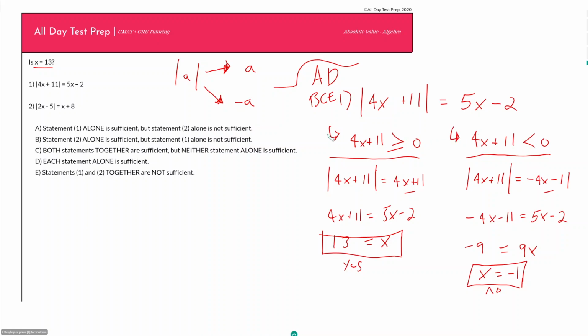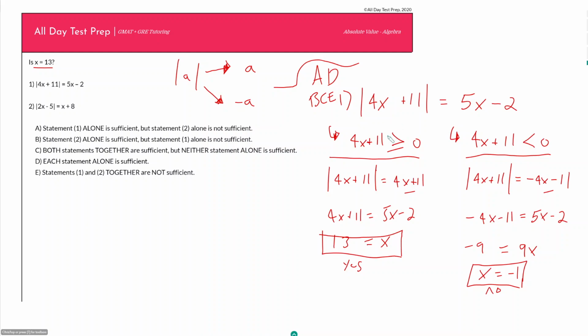Because what we did is we made these designations. We said this here is the scenario where 4x plus 11 is greater than or equal to 0, because that is when absolute value of 4x plus 11 is equal to 4x plus 11. And here, same thing. We said this is the scenario where 4x plus 11 is less than 0, because that is the case where absolute value of 4x plus 11 is equal to negative 4x minus 11. And so therefore, we are the ones that made this designation, and we just sort of made it arbitrarily.